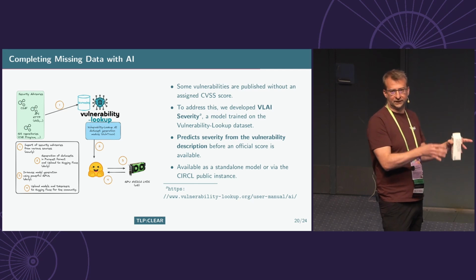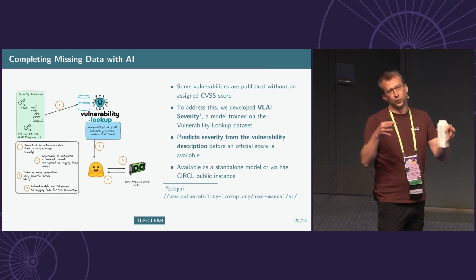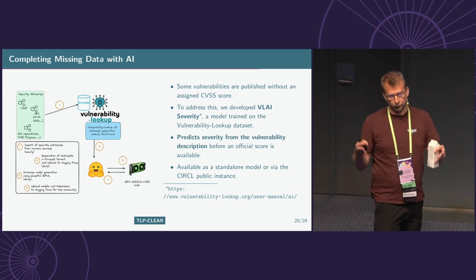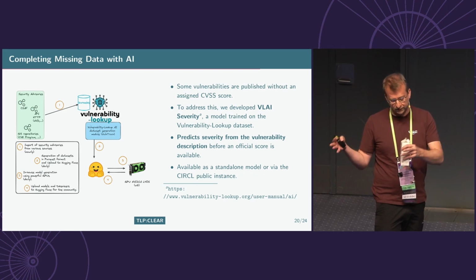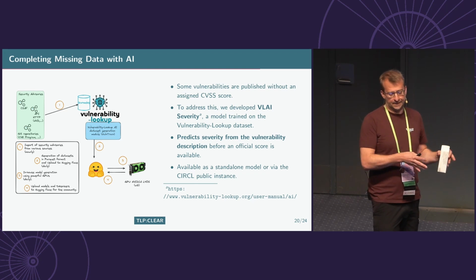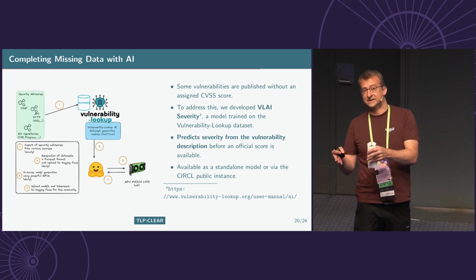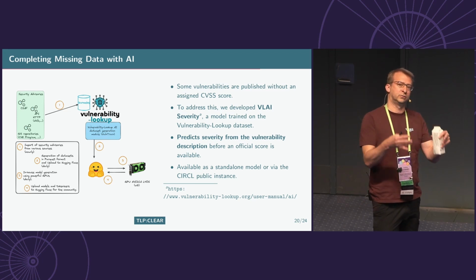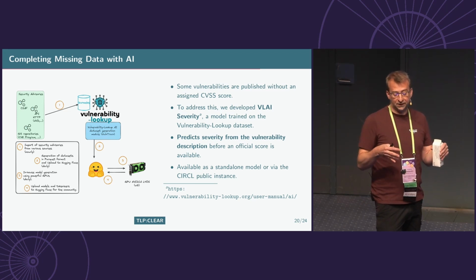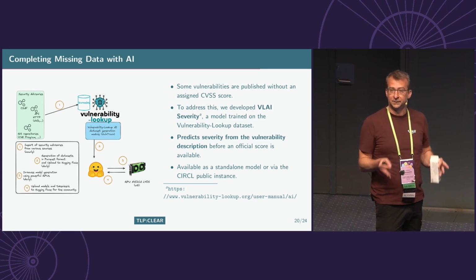We actually use a dataset from Vulnerability-Lookup. We use a Roberta model. Maybe some of you know the Roberta model is basically a BERT model developed by Facebook. And this one is interesting because we were able to regenerate a model every 6 hours and predict the severity from just a vulnerability description.